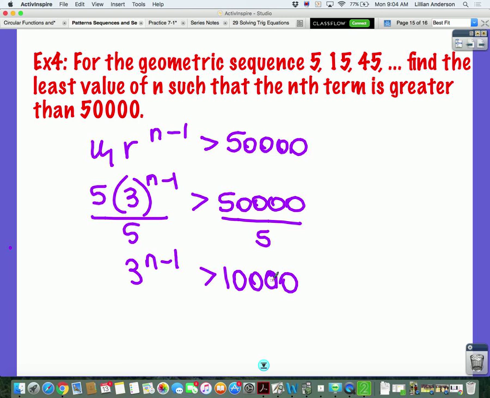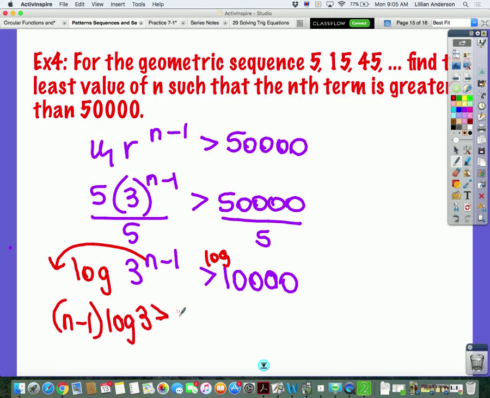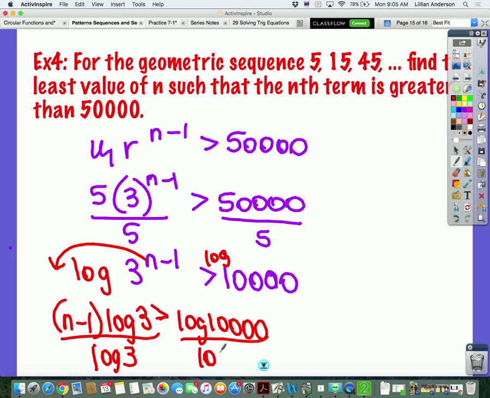So now, can we take the log of both sides? Yes, we can. And when we take the log of both sides, that allows us to do what? Bring down that exponent. So this is going to be n minus 1 log of 3 is greater than the log of 10,000. So then all we have to do from here is what? Divide by the log of 3 and then add 1.